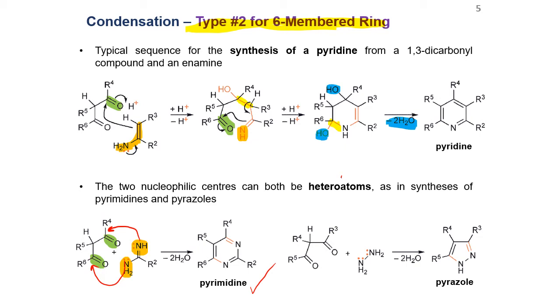Or for pyrazole, you have 2 nitrogens next to each other, so you can use hydrazines that have 2 amine groups next to each other. So these 2 can attack the carbonyl groups, and then after that the lone pair of this nitrogen attacks here, the lone pair of this nitrogen attacks here. Removal of 2 molecules of water completes the aromatic system to form pyrazole.